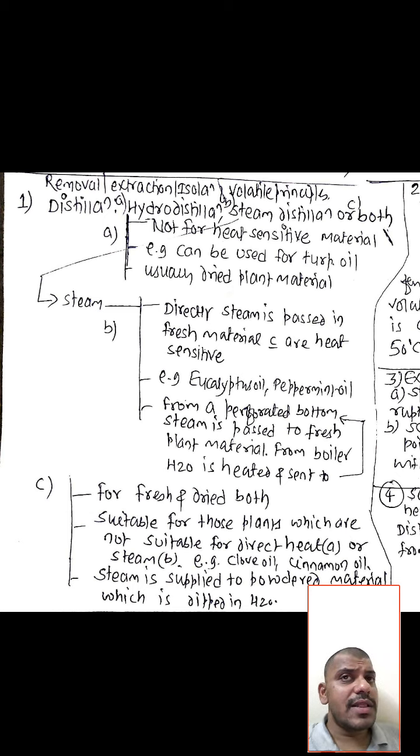So if oil is lighter than water, generally it happens, it will float on the water. If it is heavier, in case of clove oil, it will settle down, and we will separate through some knob, through some mechanism. We will remove two types of liquid, water and oil.